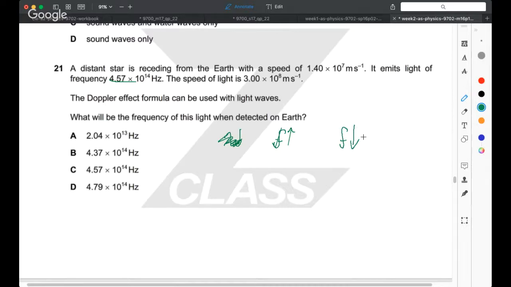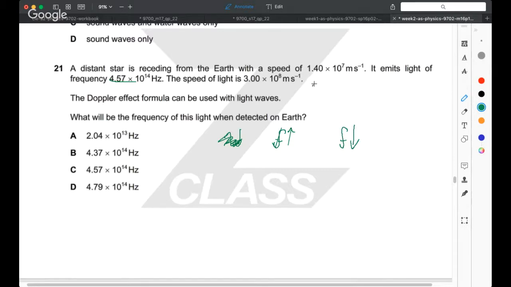So how would you start solving this one? Which data do you have? You have the frequency, the speed of light, and the speed that it's moving at, the velocity. Let me see. I don't think I have the question for this one.